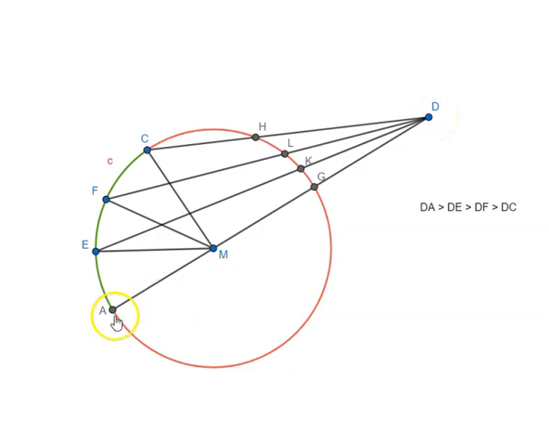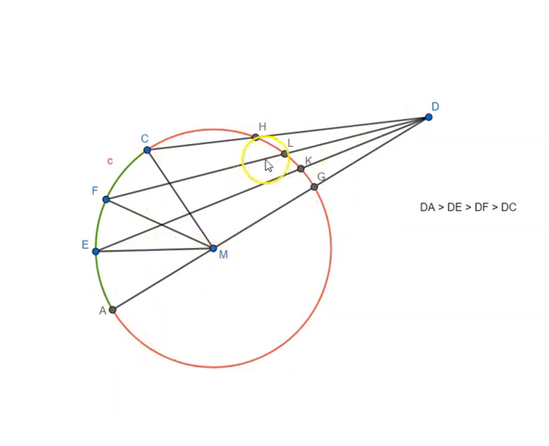So we have shown that DA is the greatest, which is greater than DE, which is greater than DF, which is in turn greater than DC. So that was our first part.